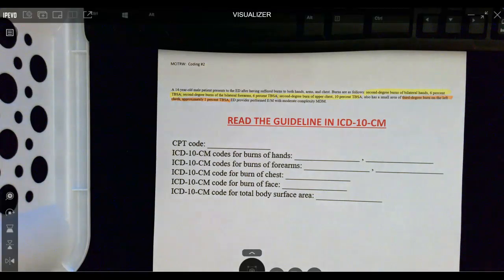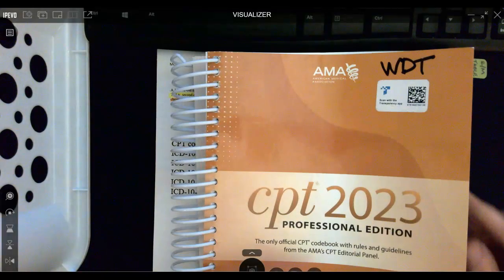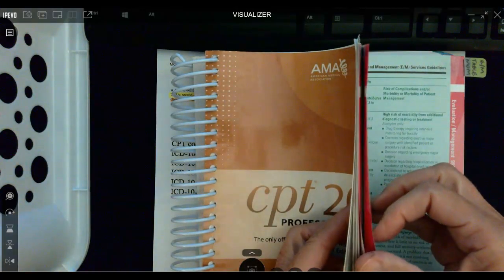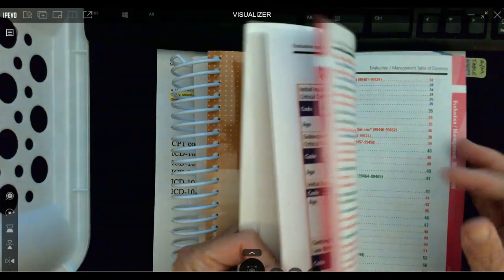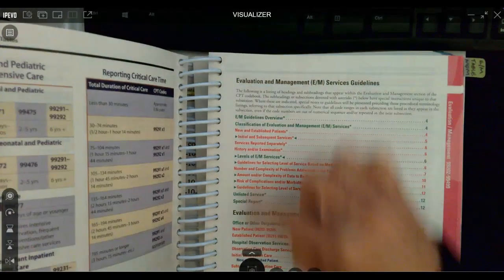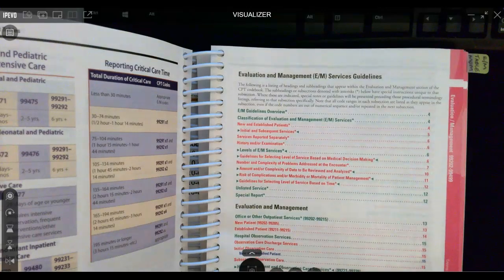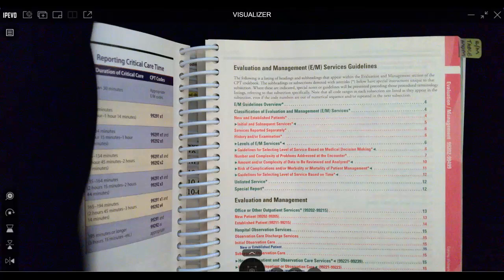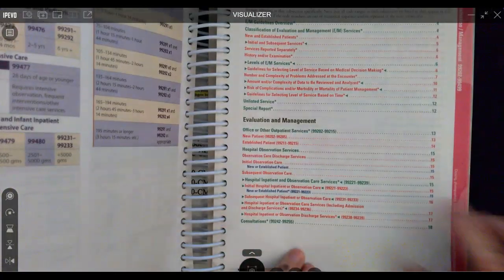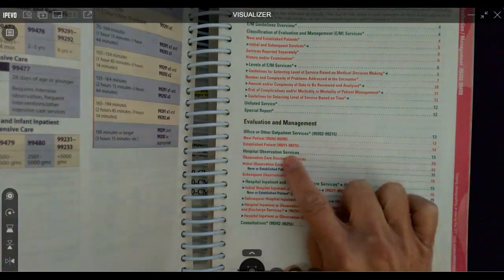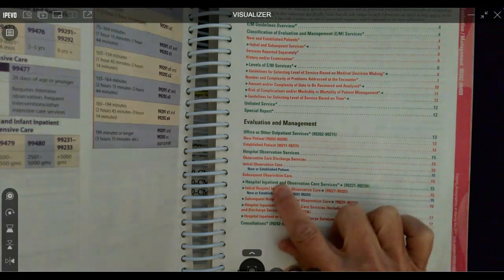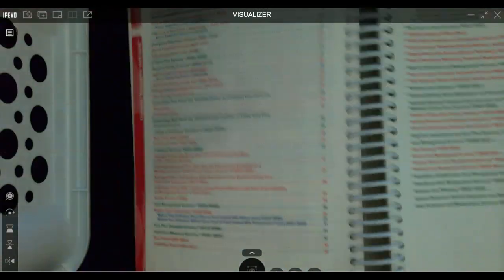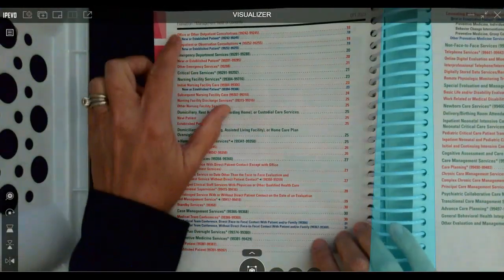Okay, so we're going to go into our CPT manual. We're going to go to the very beginning of our evaluation and management section here. And we're going to look through these evaluation management codes to get to the emergency department codes. Let me just move some stuff around so I can move my book up here. Okay, so we just focus on the green titles because those are going to be the main titles we're looking for. And I don't see anything for emergency department in here. We turn the page. Here we are.